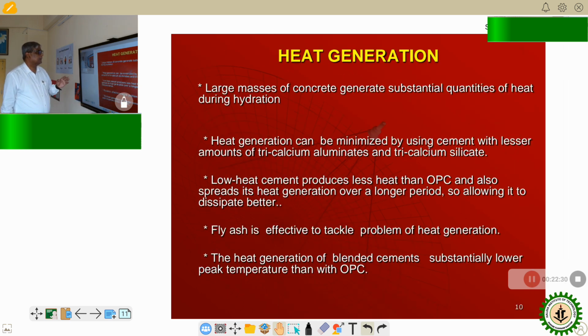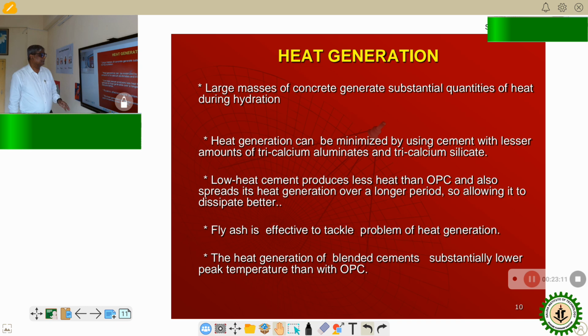Now, you see heat generation. A large parcel of concrete, I told you, generates huge heat. Now, obviously, the heat generation can be minimized, right? By using cement with a lesser amount of tricalcium aluminate and tricalcium silicate. Because if the cement has a lesser quantity of these two materials, you can expect less heat. Because you know from cement chemistry how tricalcium aluminate and tricalcium silicate contribute to heat.